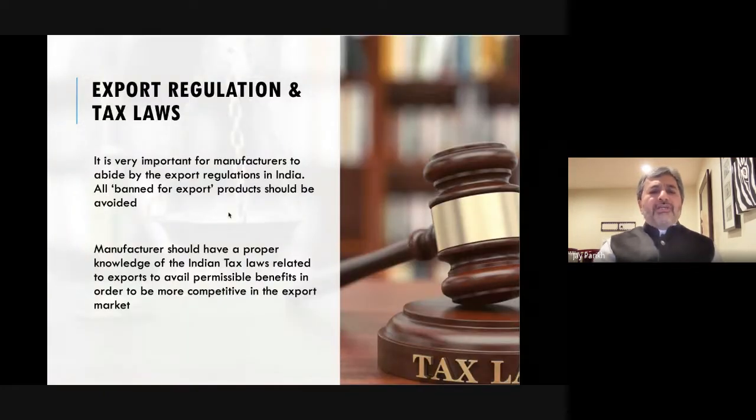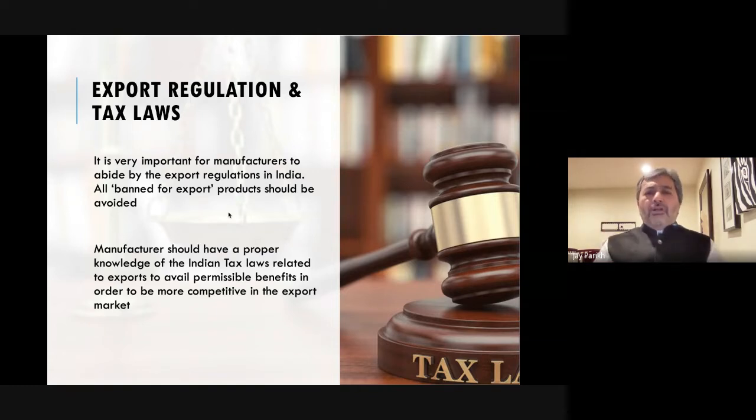Export regulation and tax laws. I'm pretty sure that all of you will know what the export regulations in India are, and what is not to be exported out of India. And obviously, you will not do that. But it's just one of the slides which I wanted to bring to your notice, that you should have a proper knowledge of the Indian tax laws.